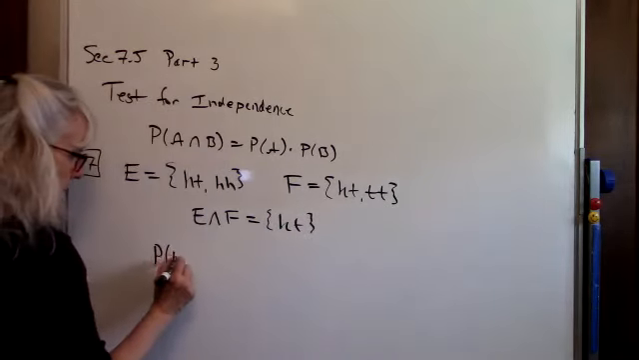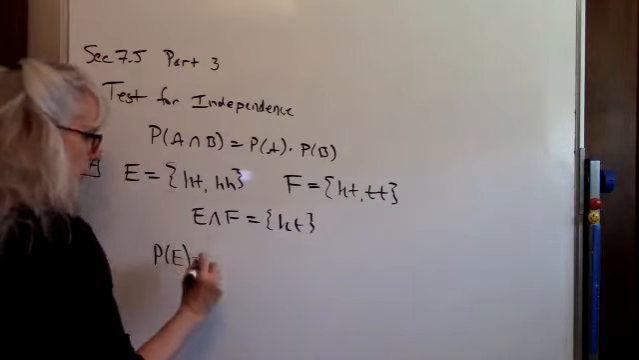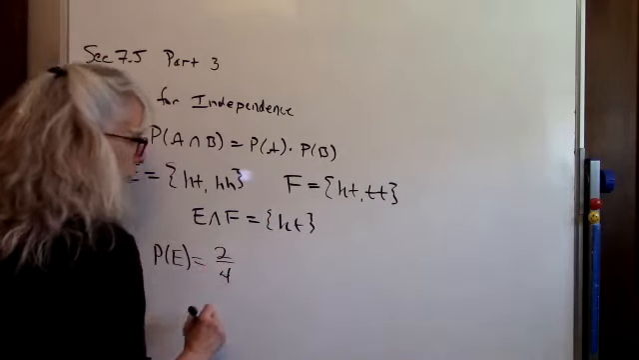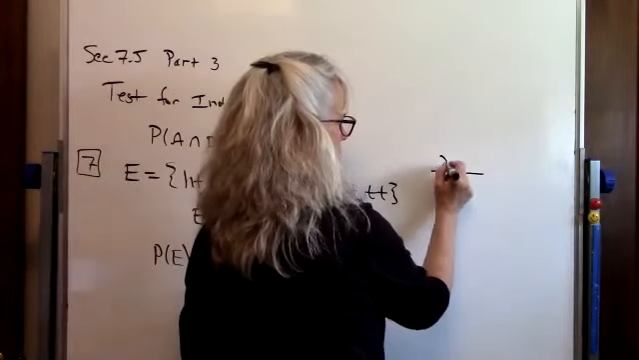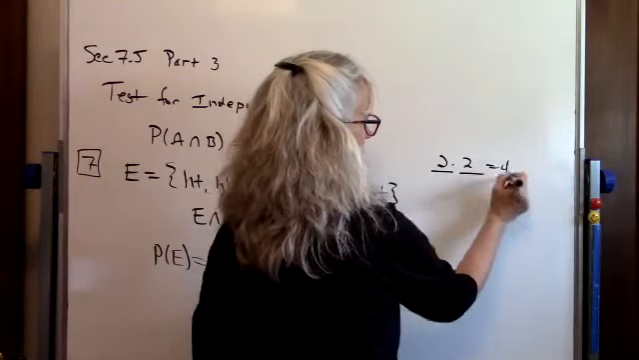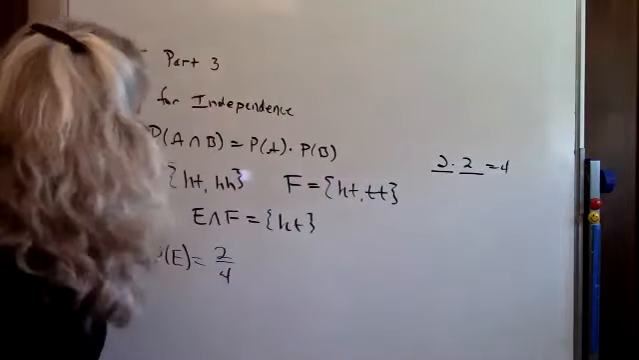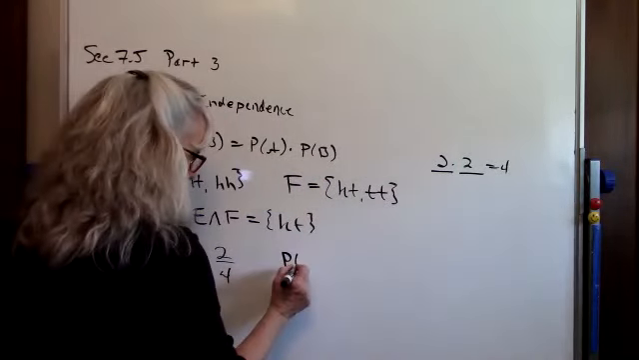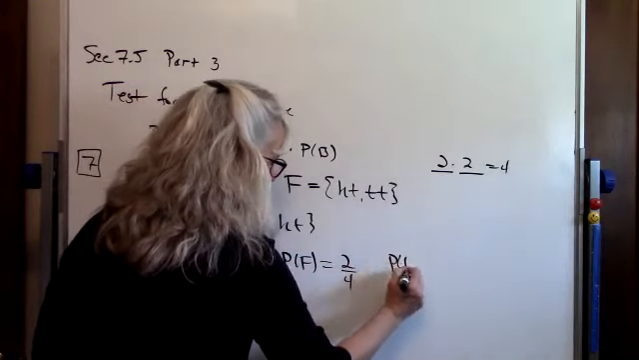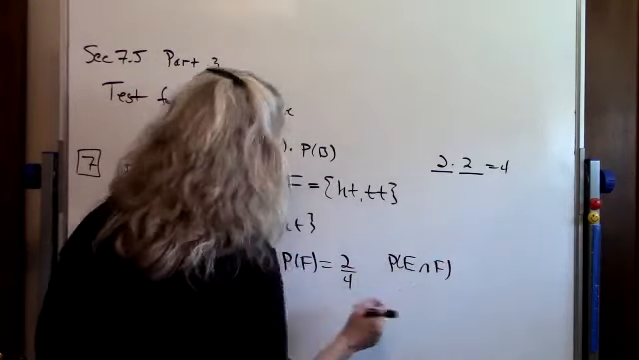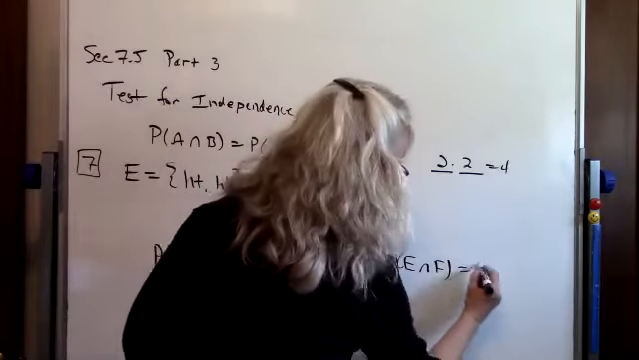So the probability of event E, we know that there were 2 of them out of 4. And again, the 4 should make sense too, because if we toss a coin twice, there are 2 choices on the first one, 2 on the second one, so the sample space is 4. Okay, we know the probability of F is also 2 out of 4. And the probability of the intersection was 1 out of 4.